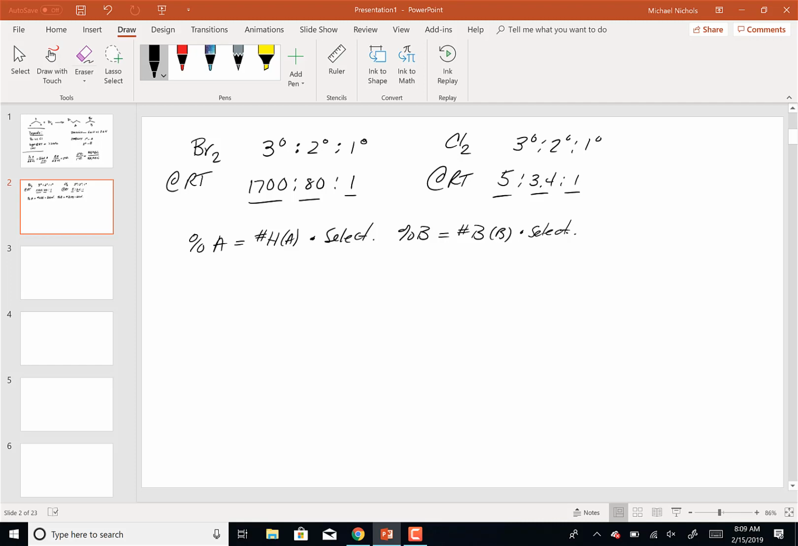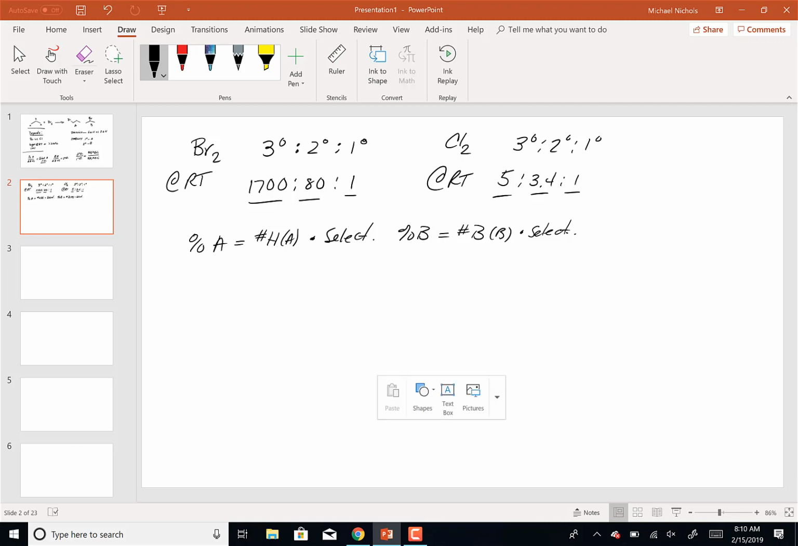This is a lot of math for organic, but don't worry, it's not that difficult. That's going to be like 3 times 3.4, or 2 times, well, actually, it's never 2. It's only 1 times 1700. So that's how we can calculate what our percentages should be. I just need to know what my conditions are, what I'm using, bromine or chlorine. So I just need to know the selectivities.